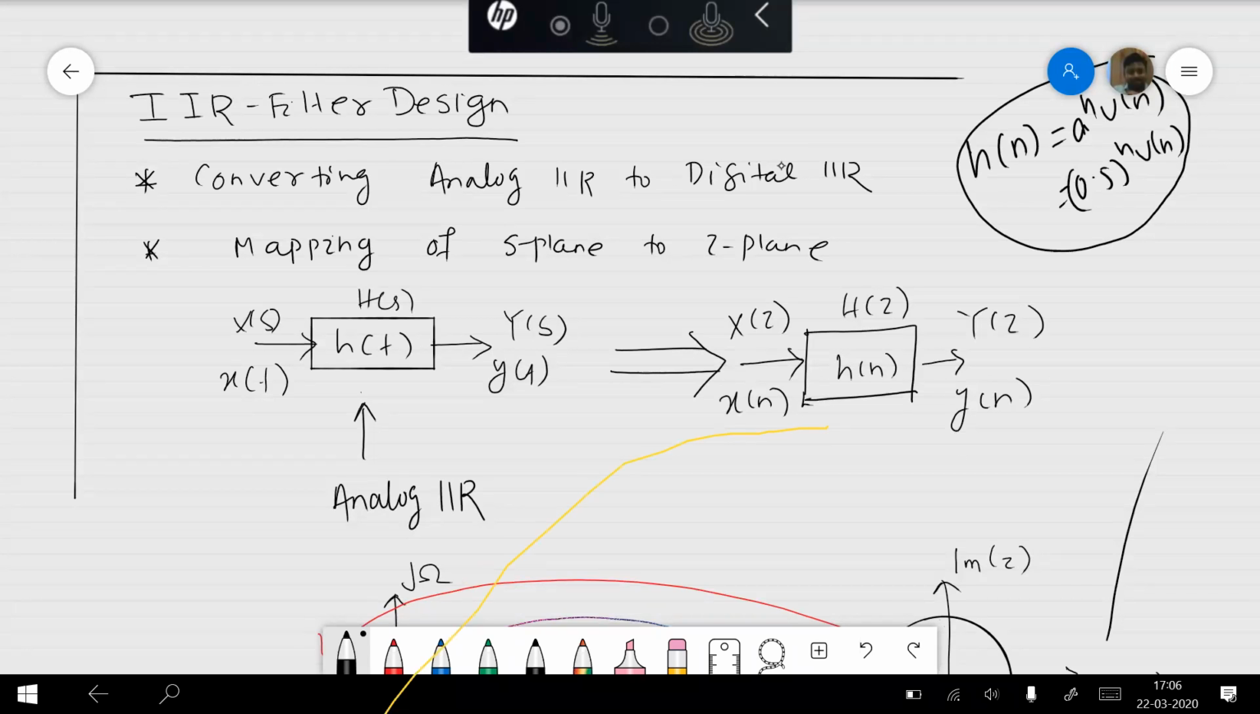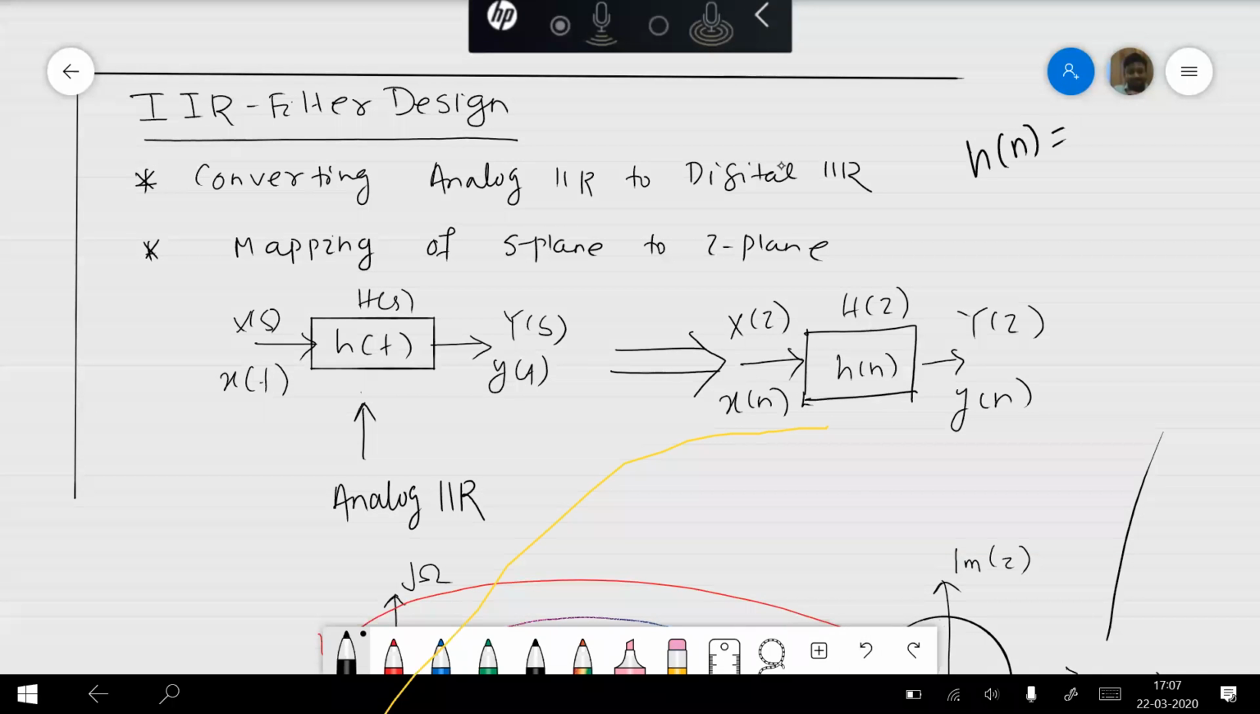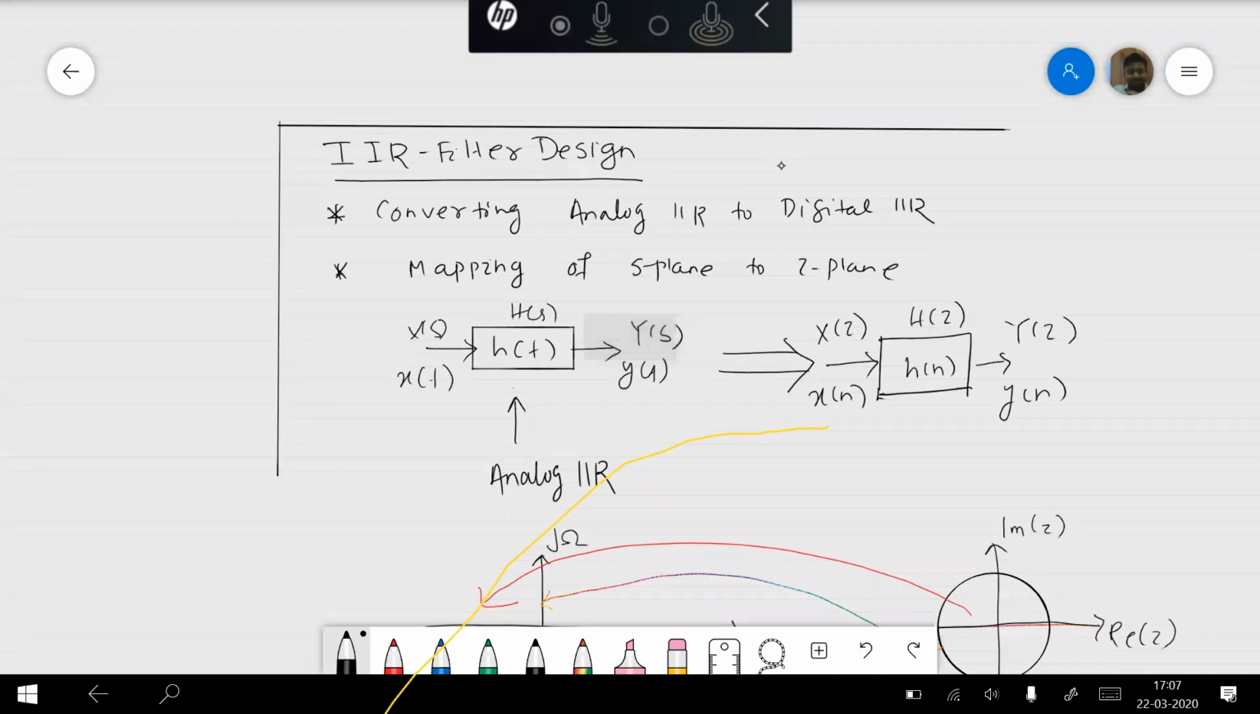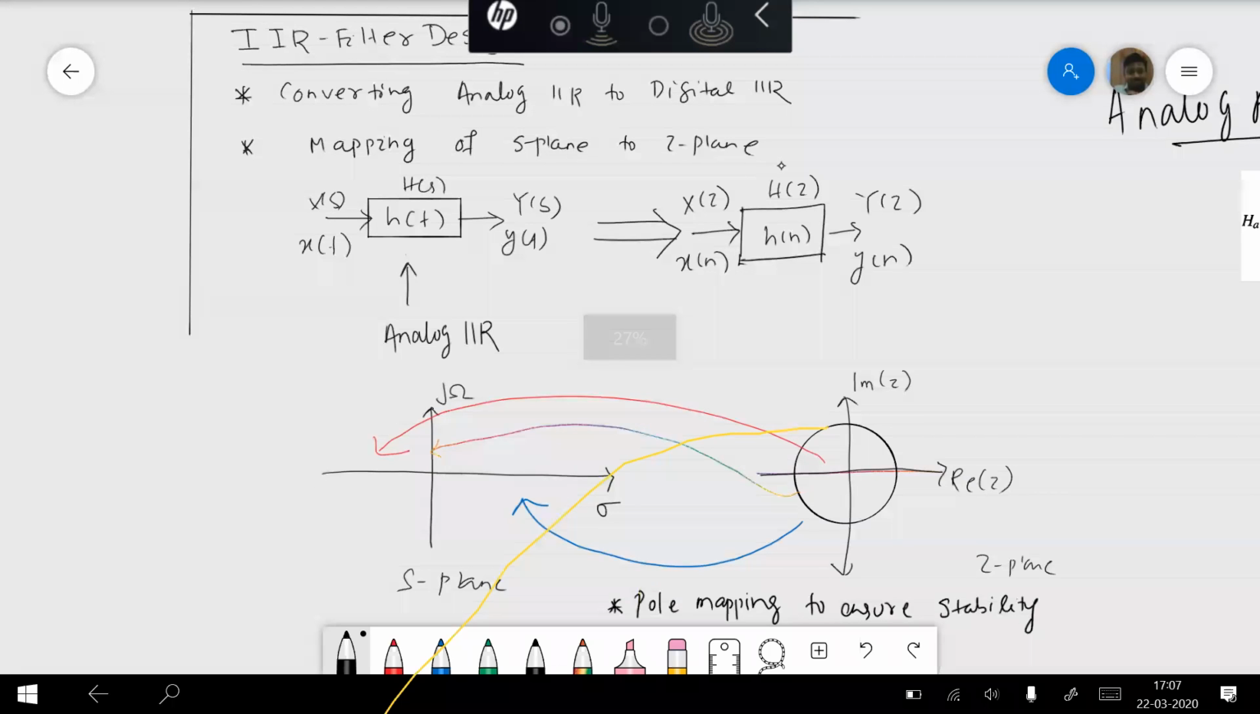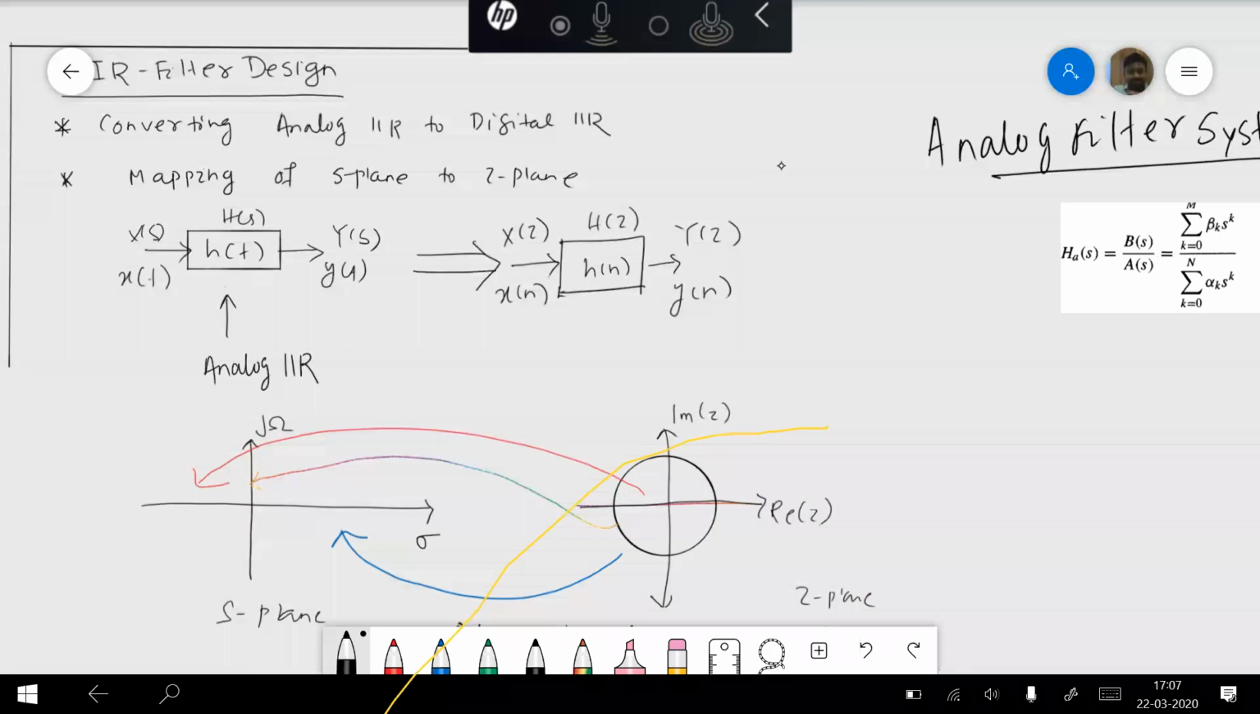Now, this infinite impulse response system has a very interesting case. Unlike FIR systems, in IIR systems, we basically convert analog IIR to digital IIR rather than design them, right? We convert those things rather than designing it.